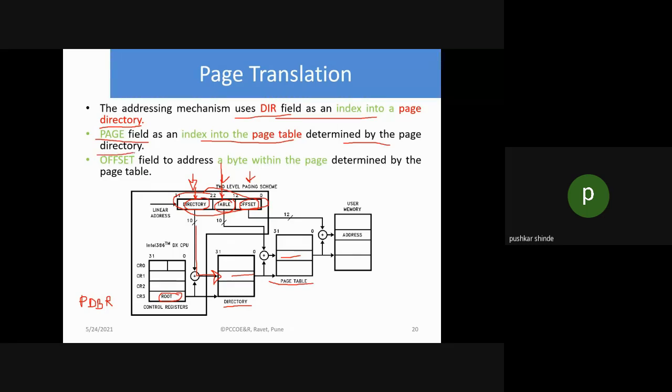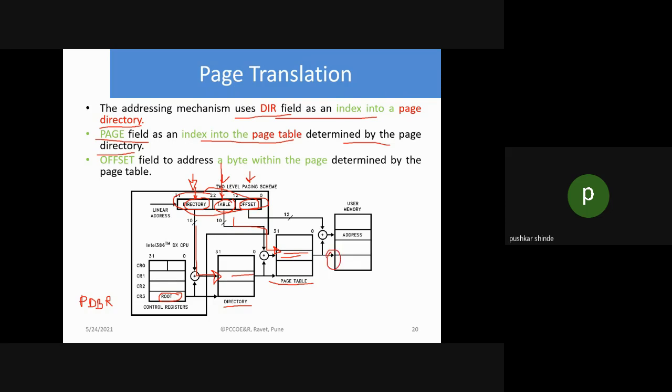Okay, the page directory points to the page table, and the page table field in the linear address contains the index to the page table. And the page table entry in the page table contains the base address of the page that is to be accessed. So this is the base address of the page that is to be currently accessed.